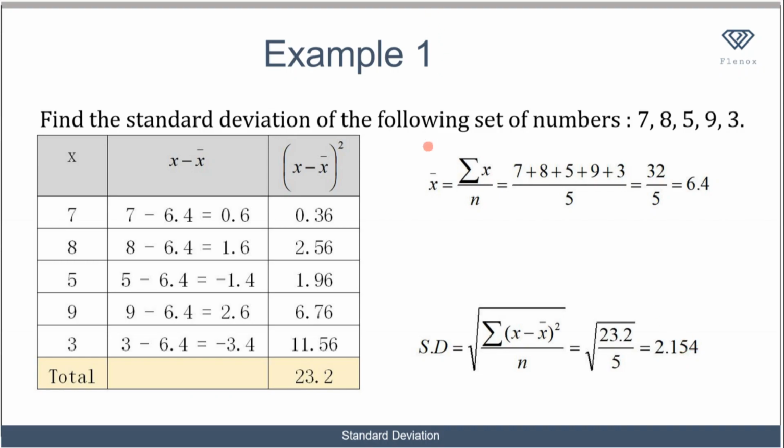And if you recall, when we tried to find the variance before, we got the variance of this distribution to be 4.64. So the standard deviation will just be the square root of 4.64, which is equal to what? 2.154. So the standard deviation is simply the square root of the variance.